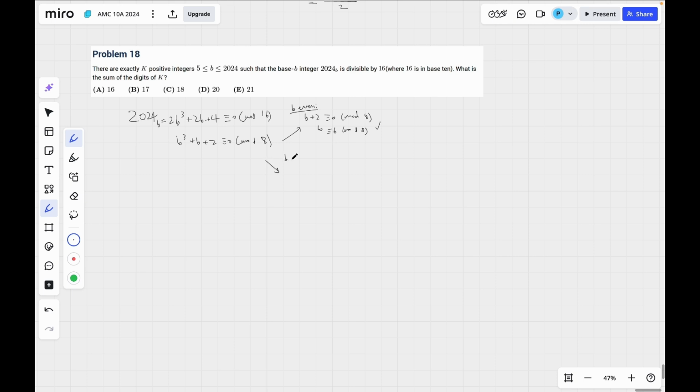And now, if b is odd, then b squared, we can do some casework, is always equivalent to 1 mod 8. We can see 1 squared is equivalent to 1. So since b squared is equivalent to 1, we can replace b cubed with just b.